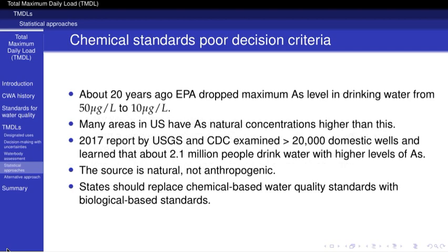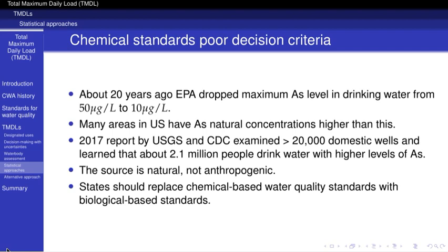About 20 years ago, the EPA dropped the maximum level of arsenic in drinking waters from 50 micrograms per liter that had stood since 1948 to 10 micrograms per liter. Yet there are many areas in the U.S. that have naturally high arsenic concentrations, and no one dies from them.